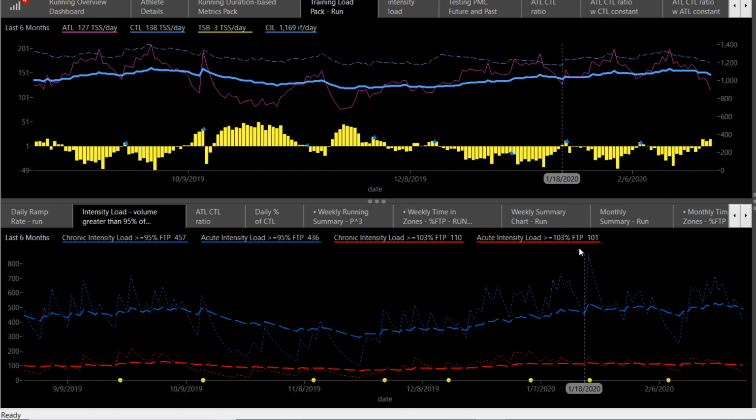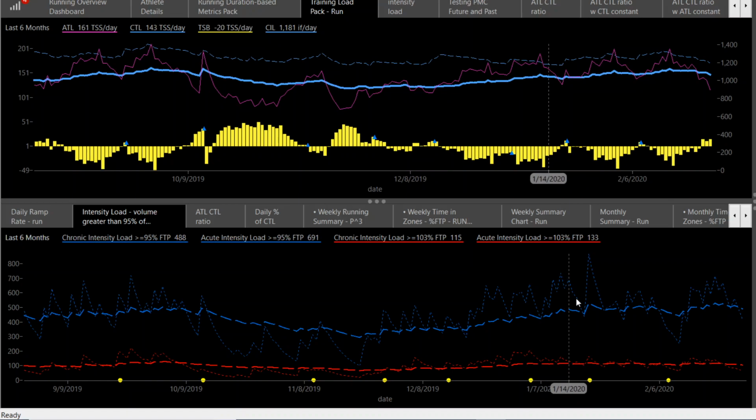Then the other component is greater than or equal to 103% of FTP. So for most runners, this is 90% of VO2 max or higher, and it also represents about 5K race effort for most people. For more elite runners, it represents faster than 10K effort, or harder than 10K effort. So this is significantly into higher intensity training.